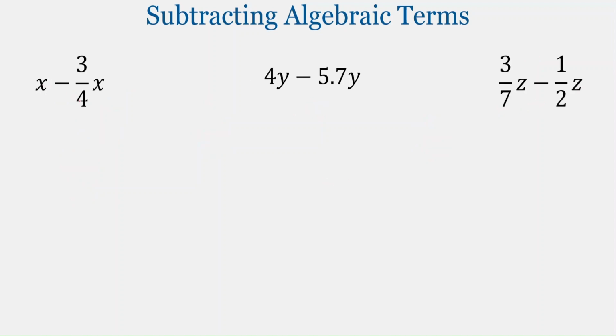To subtract fractions, we do need that common denominator. Again, we do have a 1 here. So the common denominator will be 4. So that's going to give us 4x all over 4 minus 3x all over 4. 4x minus 3x is 1x all over 4. Or we can write this as 1/4 x.